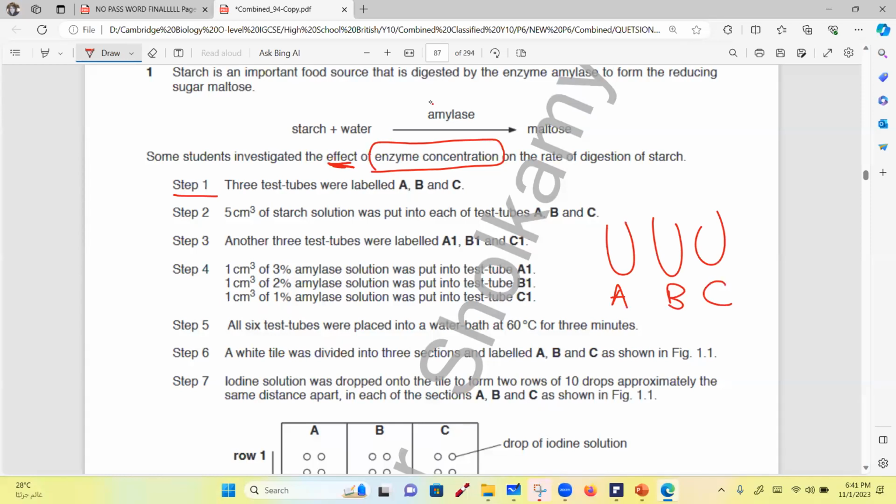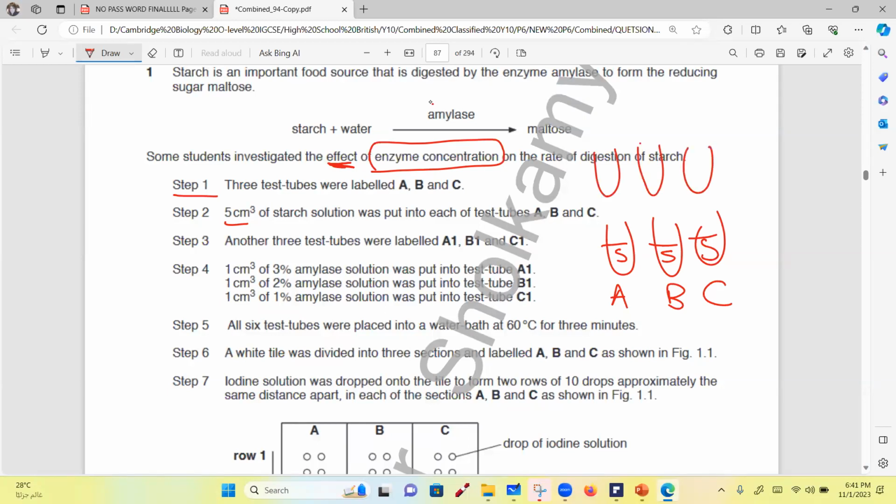Step 2, 5 centimeter cubed of starch solution was put in each of the test tubes. So they put starch here and starch here and starch here, and the same volume. Step 3, another 3 test tubes were labeled A1, B1, and C1. So another 3 test tubes.